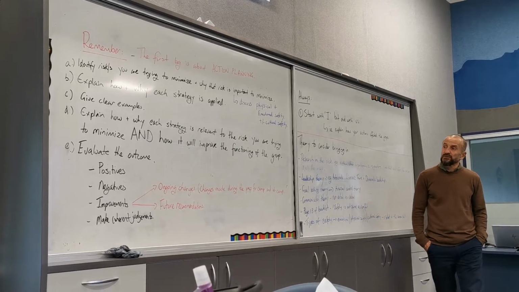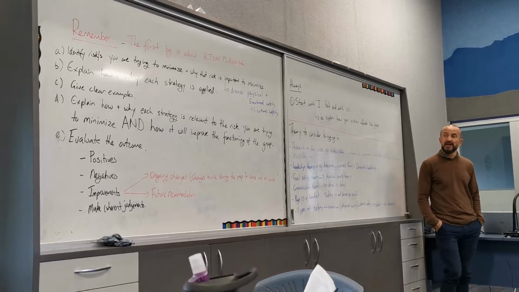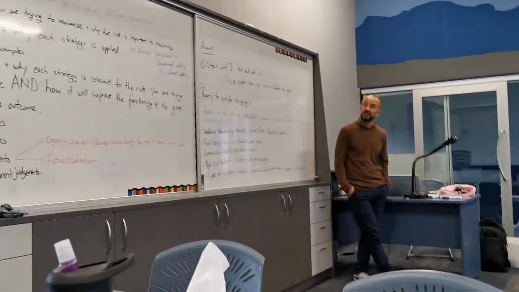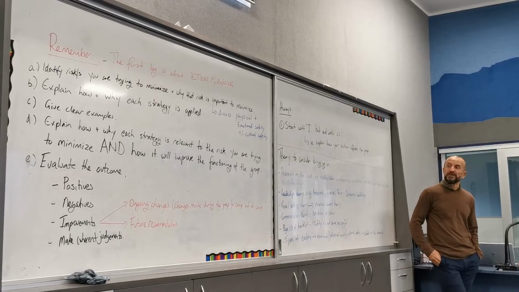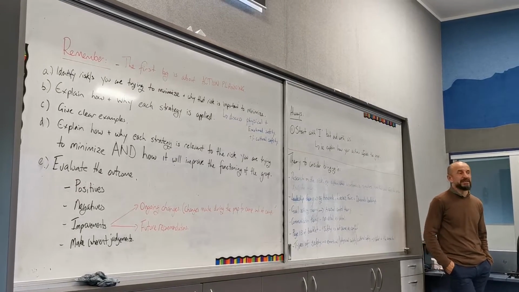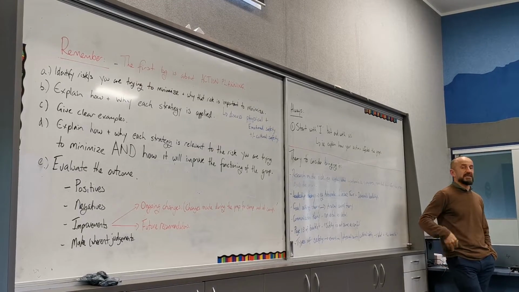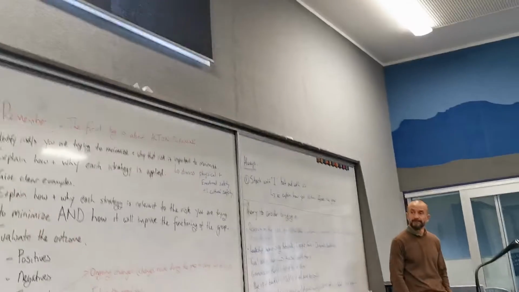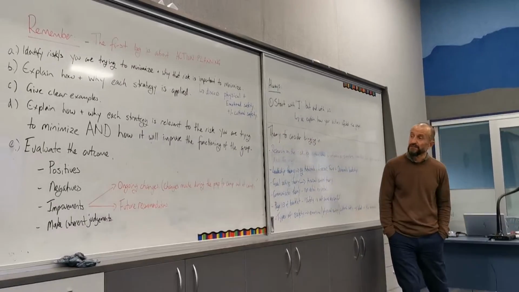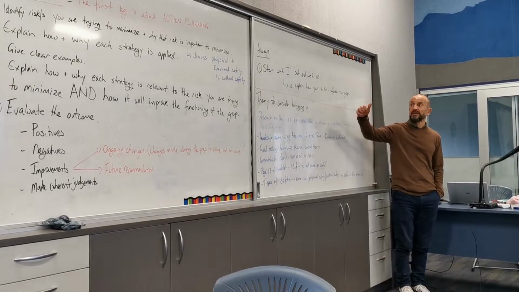Explain how and why each strategy is relevant to the risk you are trying to minimize and how it will improve the functioning of the group. Okay? So when it says relevant, what it really means is how it's going to minimize that risk. Why is it a good leadership strategy to use for that risk? Okay? And how it will improve the function of the group. I can't stress enough, it always needs to come back to the group. Start with I, end with us.